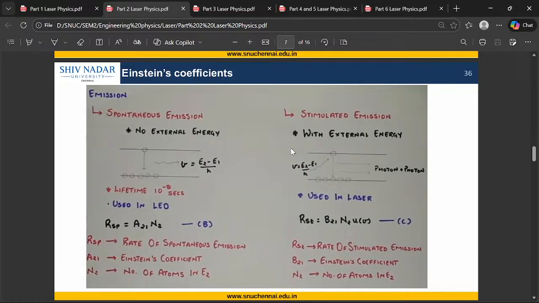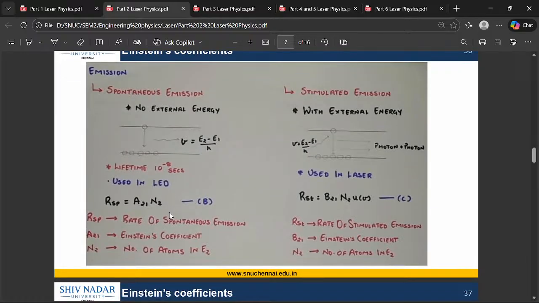Then in spontaneous emission, R_sp, the rate of spontaneous emission, is given with A21, that is Einstein's coefficient, when the electron comes from energy level 2 to energy level 1, that is, from the excited state to its ground state. And N2 gives the number of electrons in E2.